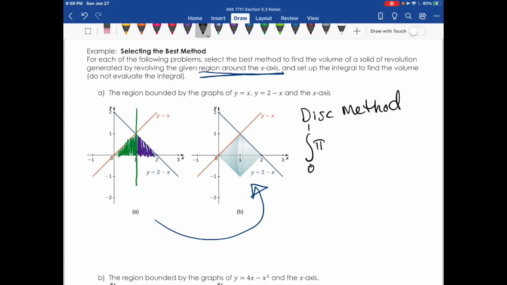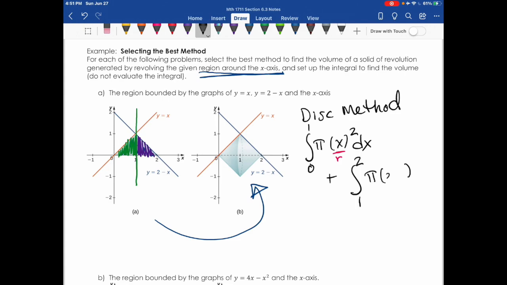We would have pi. Now, using the disk method, remember you're thinking about taking a cross section, and when you do that, it's going to look like a circle, and then you integrate that to get the volume. So the radius of that disk would be x, because on that first interval, the radius would come out from the x-axis to the line y equals x. And then we square it. This would be my r. So we have pi r squared.